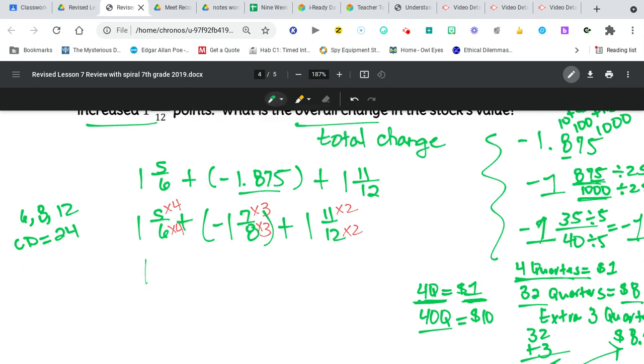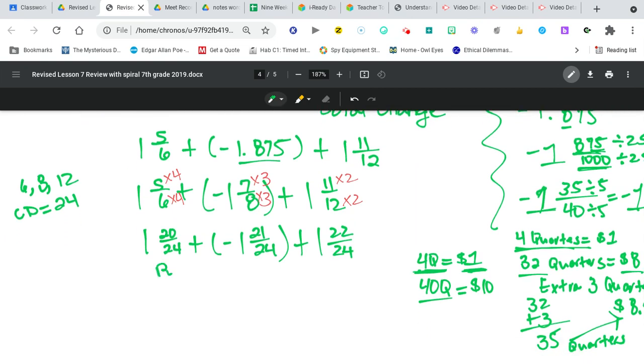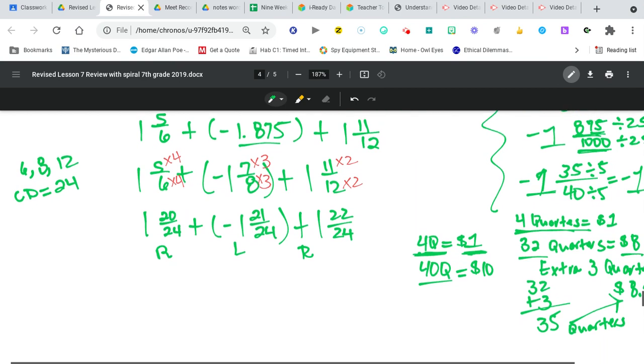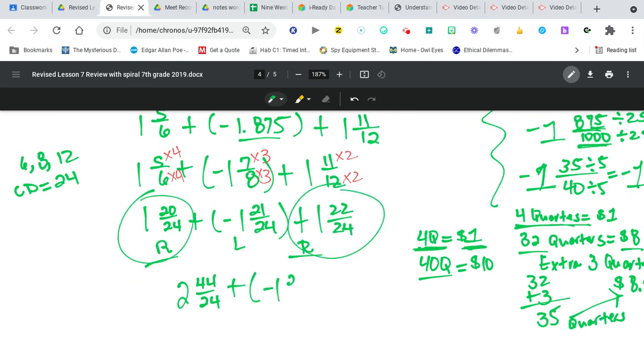All right, so that's going to give us 1 and 20 over 24 plus -1 and 21 over 24 plus 1 and 22 over 24. This is to the right, that's to the left, and that's to the right. It's fine. Let's take the 2 to the right and add them up. It's going to give me 2 and 44 over 24 when I take the 2 to the right, plus -1 and 21 over 24.